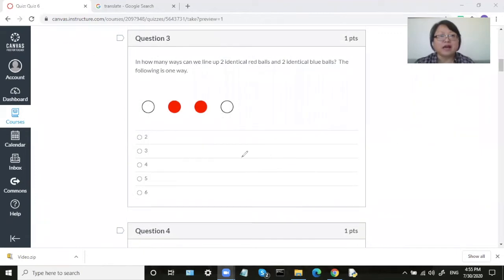Problem 3. In how many ways can we line up 2 identical red balls and 2 identical blue balls? Okay, so this is supposed to be blue. So let's just write as blue. So then we have 2 identical red balls and 2 blue balls. So how many ways can we line them up? Okay, so let's just write red as R and the blue as B.